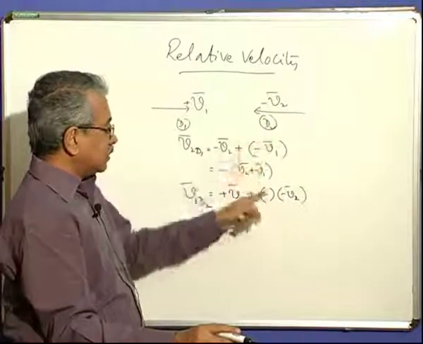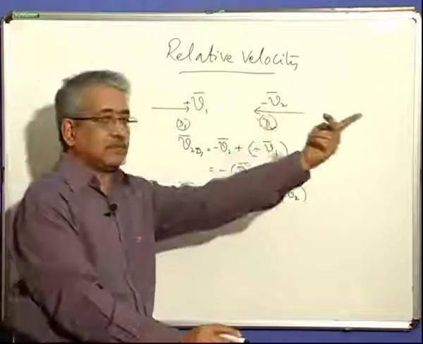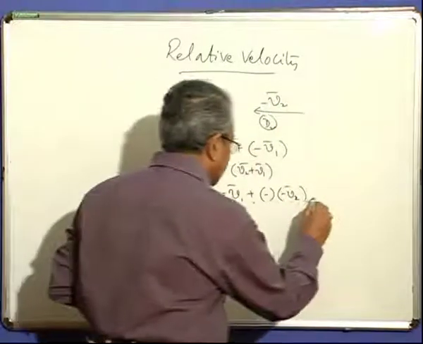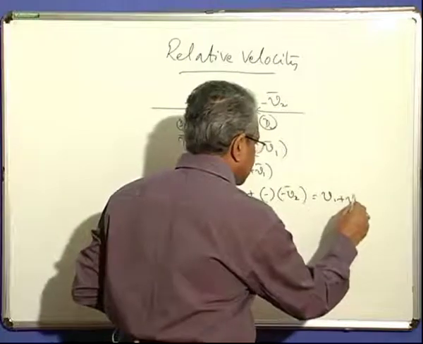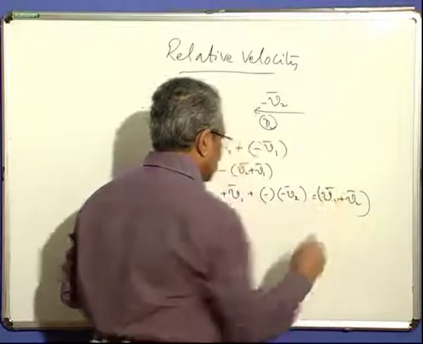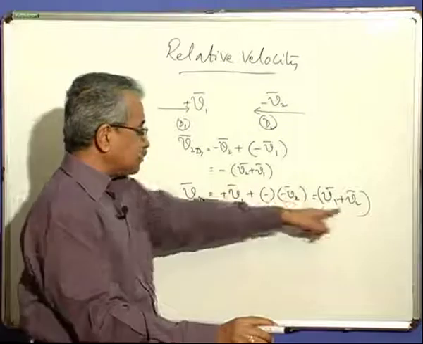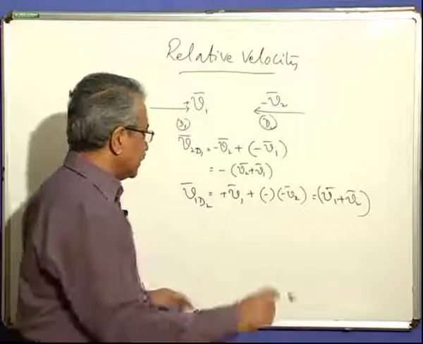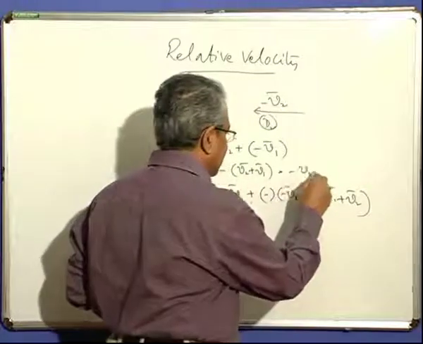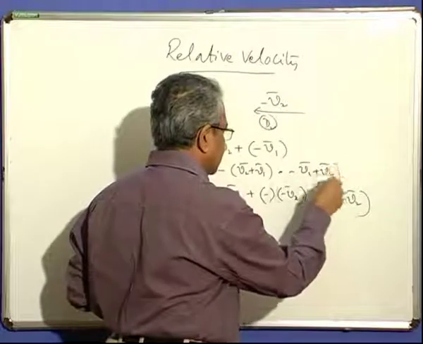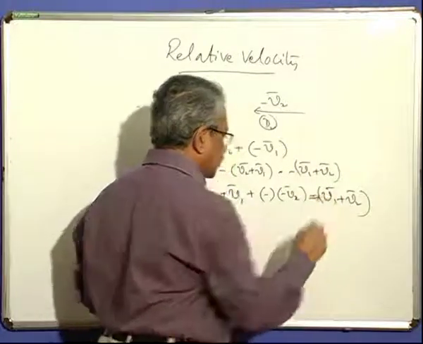It's already minus v2, the reverse of that. That means reverse is now in the positive direction. So what will he get now here? v1 plus v2. This is also v1 plus v2, this is also v1 plus v2, but this is minus, this is plus. So this is minus v1 plus v2, this is plus v1 plus v2.